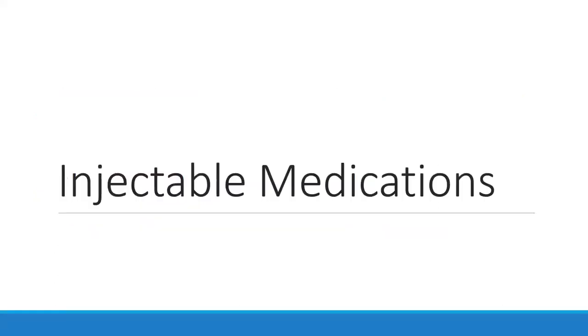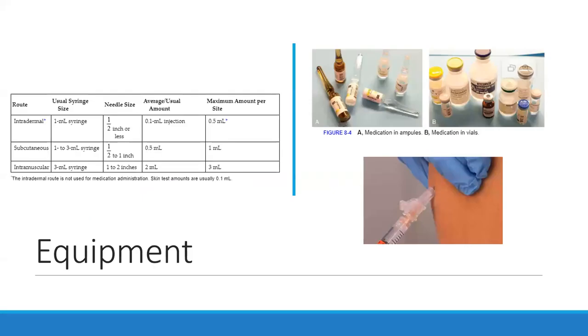The first one we are going to be talking about is our injectables. Our injectables are things like our intradermal, our subcutaneous, or intramuscular. Intradermal are the ones that go under the skin, subcutaneous go into the fatty tissue, and intramuscular go into the muscle. This right here is just a reference for the maximum amount per site that you can give, so how many mLs you can actually give. You can give a lot more of your intramuscular than you can give your intradermal.